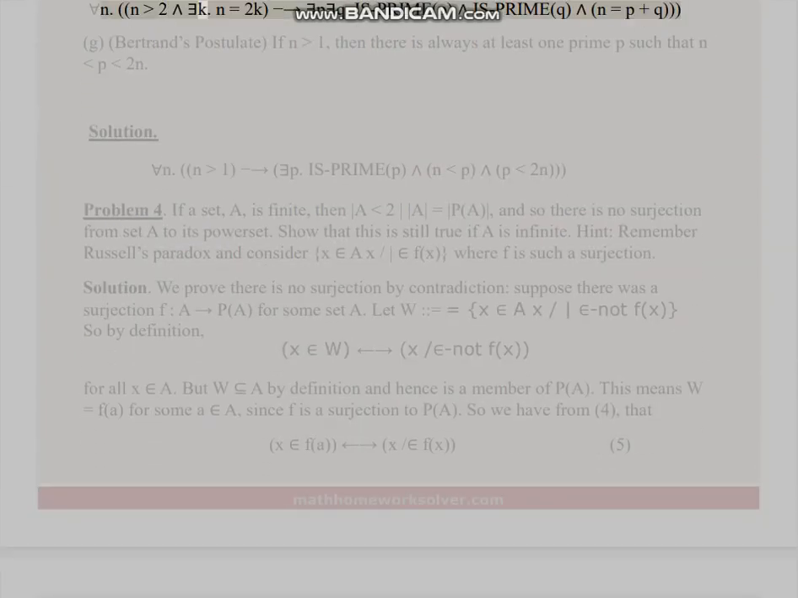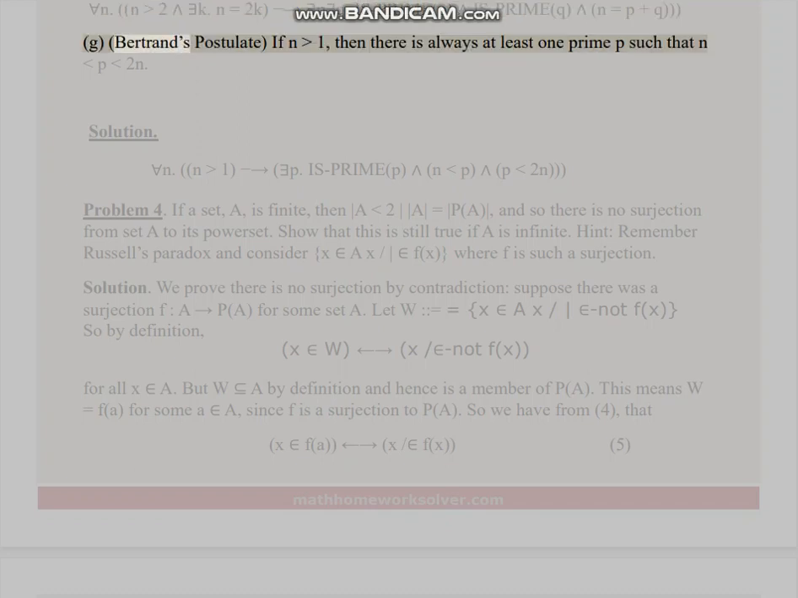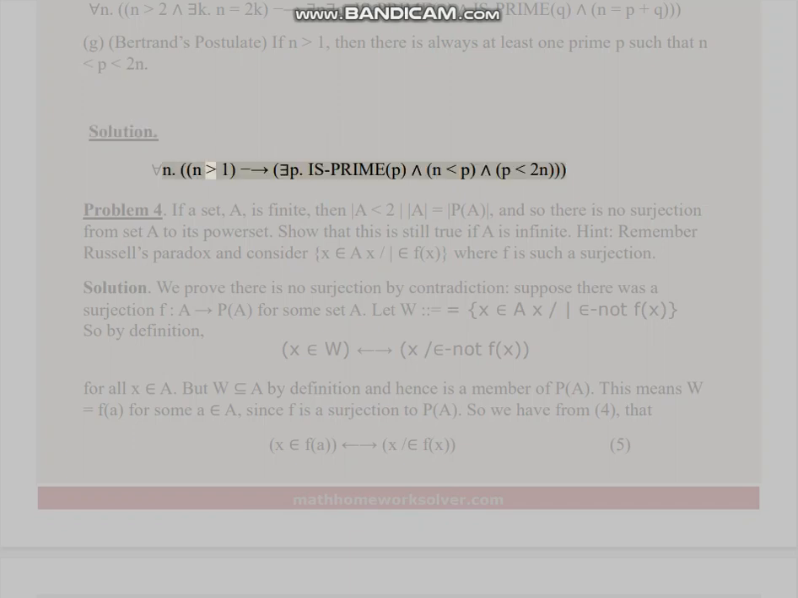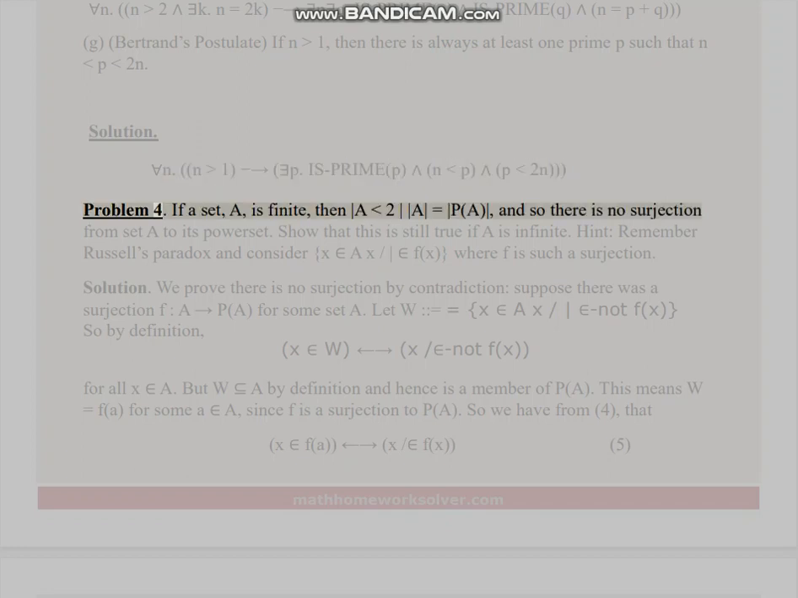∀n ∀k (n > 2 ∧ n = 2k → ∃p ∃q (is_prime(p) ∧ is_prime(q) ∧ n = p + q)). G, Bertrand's postulate: if n is greater than 1, then there is always at least one prime p such that n < p < 2n. Solution. ∀n (n > 1 → ∃p (is_prime(p) ∧ n < p < 2n)).